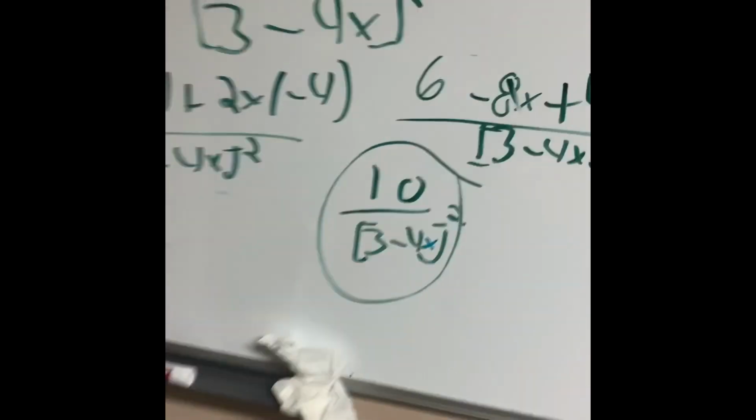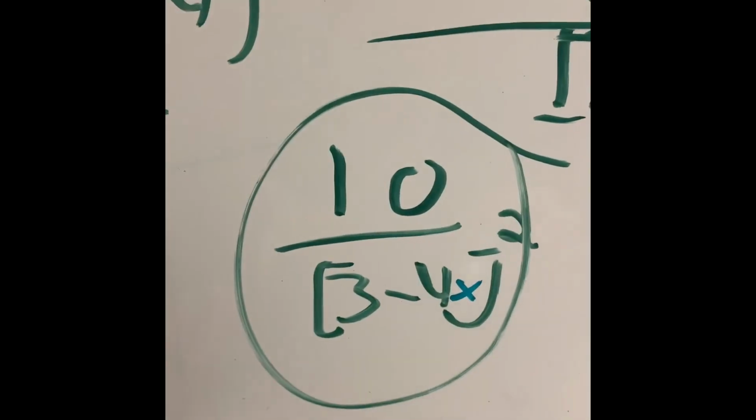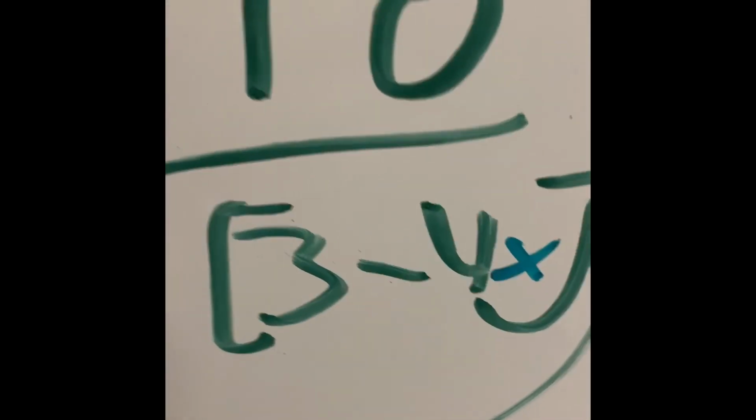So I actually forgot to include the x. It wouldn't be minus 4, it would be minus 4x, just to clarify if you were wondering.